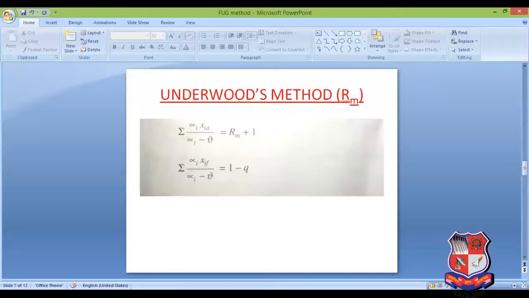Now say it is not matching, right? So now you have to change the value of vega. For example, if you assume a certain value of vega and you find out the LHS. Now on the right hand side, say you require 0, that means your q is 1. Okay, q is 1 when my feed is saturated liquid, right? So my right hand side should be 0.